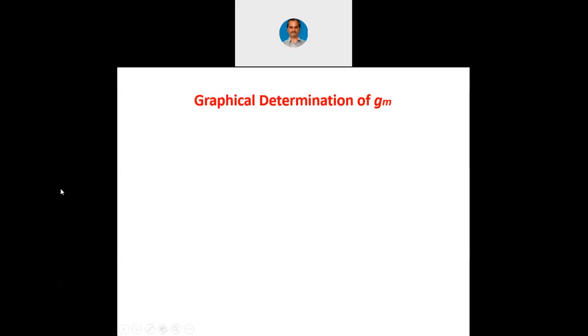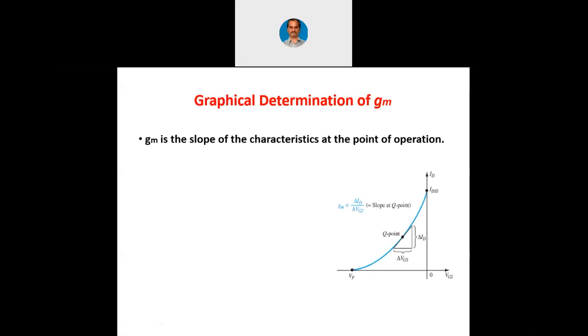Now, how do we determine this gm? Let us see. We can easily determine gm using graphical methods. As we have been using graphical methods earlier for DC analysis as well, we can go for the same now also. Let us see how. gm is the slope of the characteristics at the point of operation, because it is nothing but delta ID by delta VGS. The y-axis is ID and the x-axis is VGS in the transfer curve. If the Q point is here, we can measure the slope of this transfer curve around the Q point, and we can call this delta ID by delta VGS.